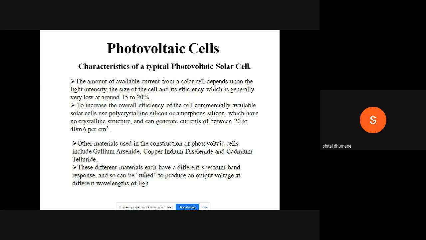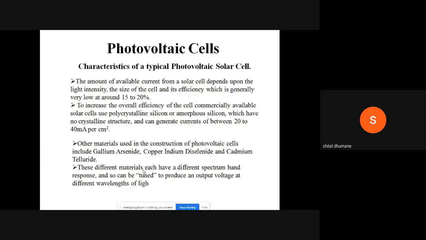Okay, so to increase the overall efficiency of the cells, commercial solar cells usually use polycrystalline silicon or amorphous silicon, which have no crystalline structure and generate current of between 20 to 40 milliampere per square centimeter. The materials used in construction of these photovoltaic cells include gallium arsenide, copper indium diselenide, and cadmium telluride. Okay, so these materials are also used in photovoltaic cells.